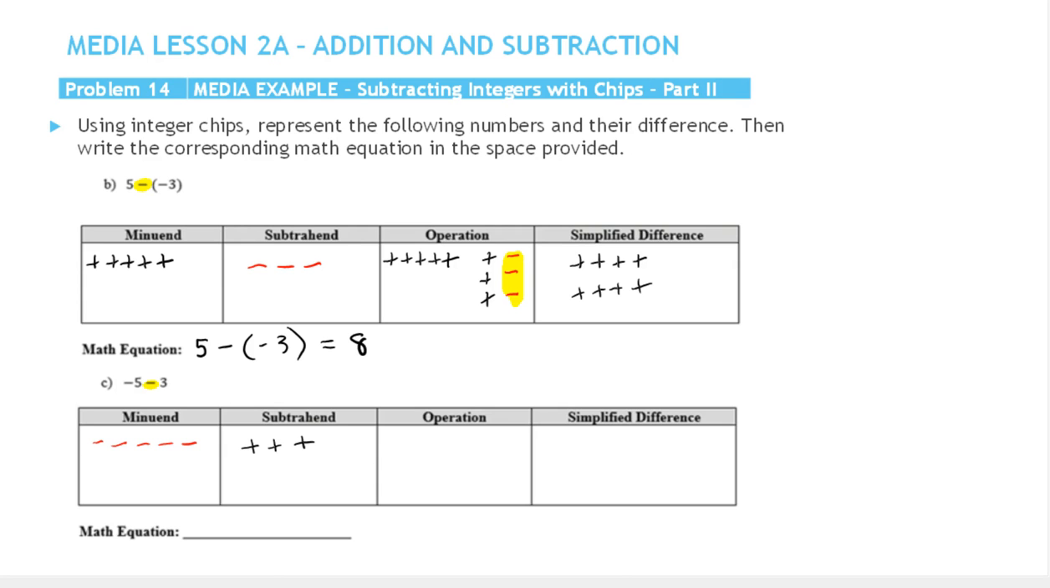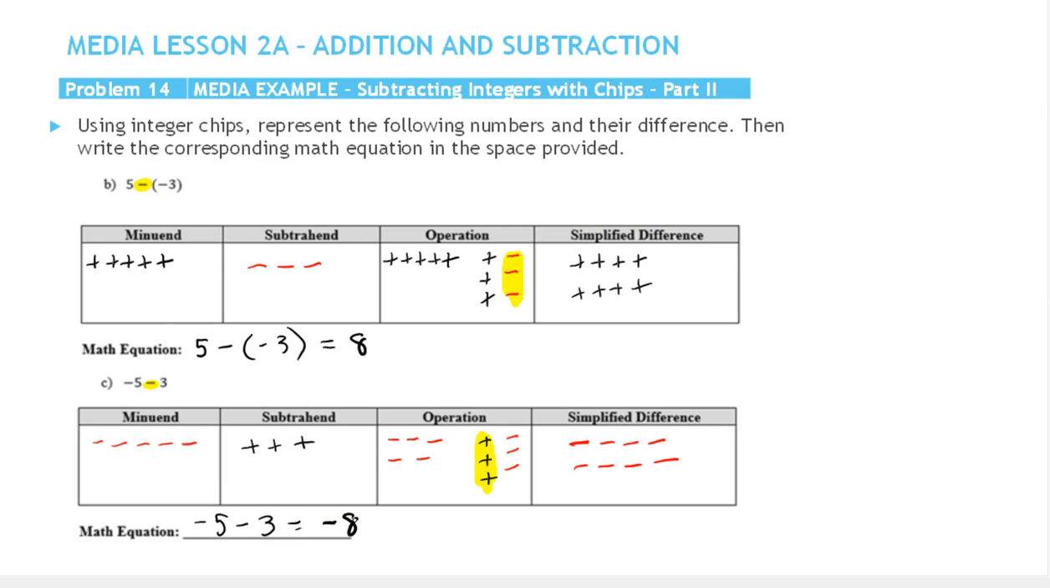So let's go back and write this on paper. So we started with 1, 2, 3, 4, 5 negative chips. Then we added 3 plus or minus pairs. So we would have 3 positive chips to take away. Then we took away the 3 positive chips. And our result was 8 negative chips. So our final math equation would be negative 5 minus 3 equals negative 8.